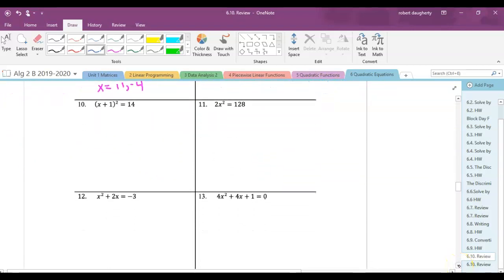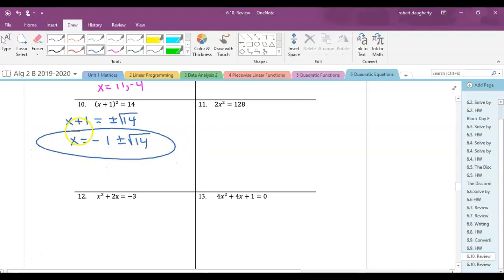The next one, the path of least resistance is square roots. You've got something squared. Take the square root of both sides. X plus 1 is plus or minus the square root of 14. X equals negative 1 plus or minus the square root of 14. You're done. There's no simplifying the square root of 14.